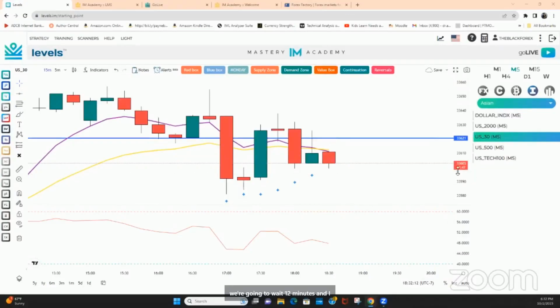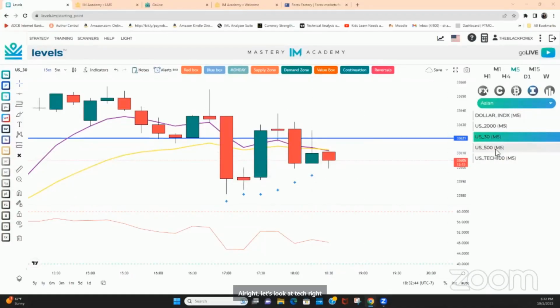Okay. So we're going to wait 12 minutes and I will shout it out in the chat. We're going to wait 12 minutes for this candle to close on US 30. If it closes and it's underneath and the EMAs have crossed for the sale, we will get in the trade for the sale. And you could either take 10, you could take 20, or you can wait for a plus sign. Does everybody understand the assignment? Any questions?